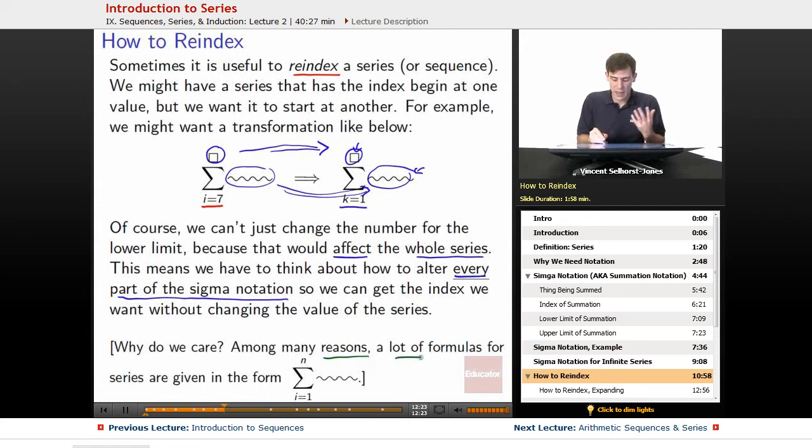But specifically in this course, a lot of formulas that we work with will be given in the form of something with an i equals 1 on the bottom. So since a lot of our formulas will have i equals 1 on the bottom, we'll have to start at this index of some symbol equals 1 to be able to work with some of the formulas we have. It's really helpful to be able to reindex so we can get to a format that we already have a formula for, as opposed to having to figure out an entirely new formula for some different index.